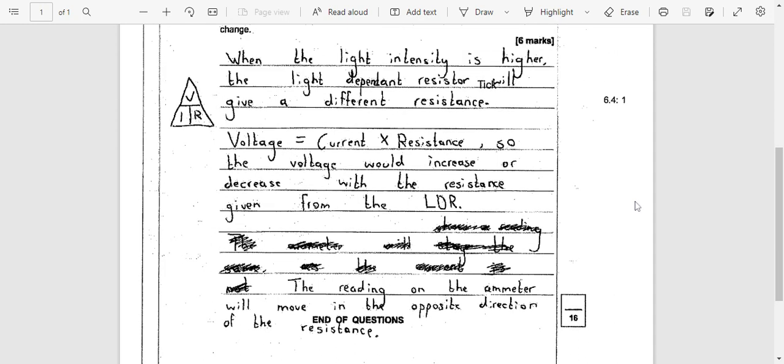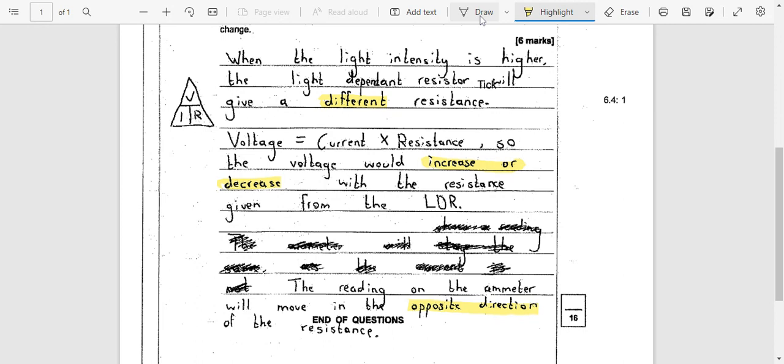Now, the student's got some good knowledge, but they're giving a very, very vague answer. They're using terms like the resistance will be different. Well, will it be higher or lower? They've got to be specific. They're telling me the voltage would increase or decrease. Well, which one? They need to be specific. They've told me the ammeter reading will move in the opposite direction of the resistance. What direction? What do they mean? Because they've been so vague, the examiner can't award them any more marks than 1.